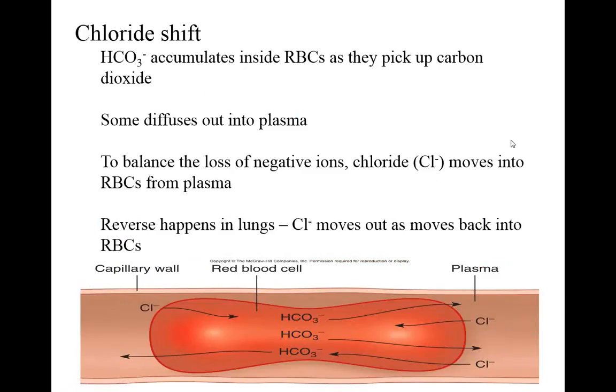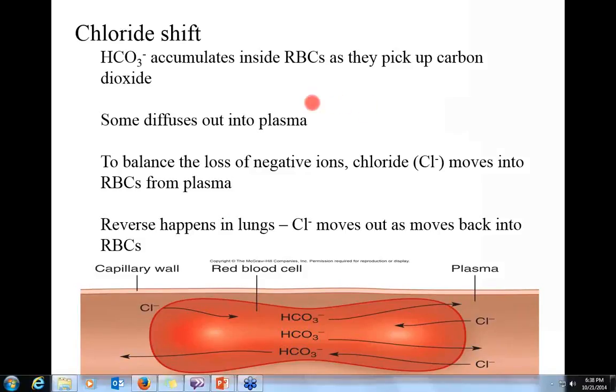So this brings us to the chloride shift, or chloride ion shift. So what happens is that the bicarbonate ion diffuses into the plasma. So as that occurs, you get a loss of negative ions. So to replace the loss of negative ions, you get chloride, which is also negatively charged, move into the red blood cells from the plasma.